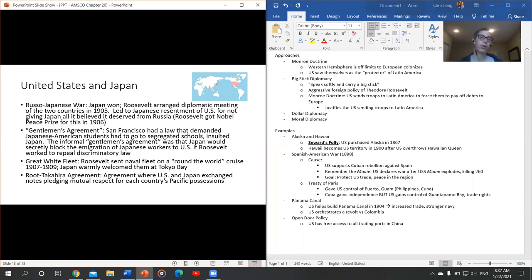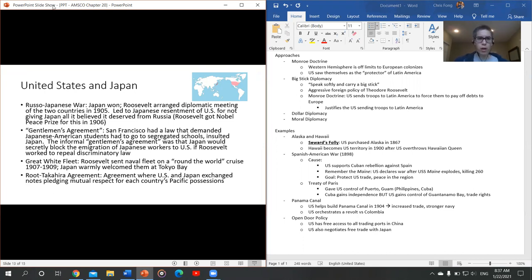That's going to stand until 1941 with World War II, the attack on Pearl Harbor and other American colonies. So while the U.S. also negotiates free trade with Japan, I'll just leave it at that.